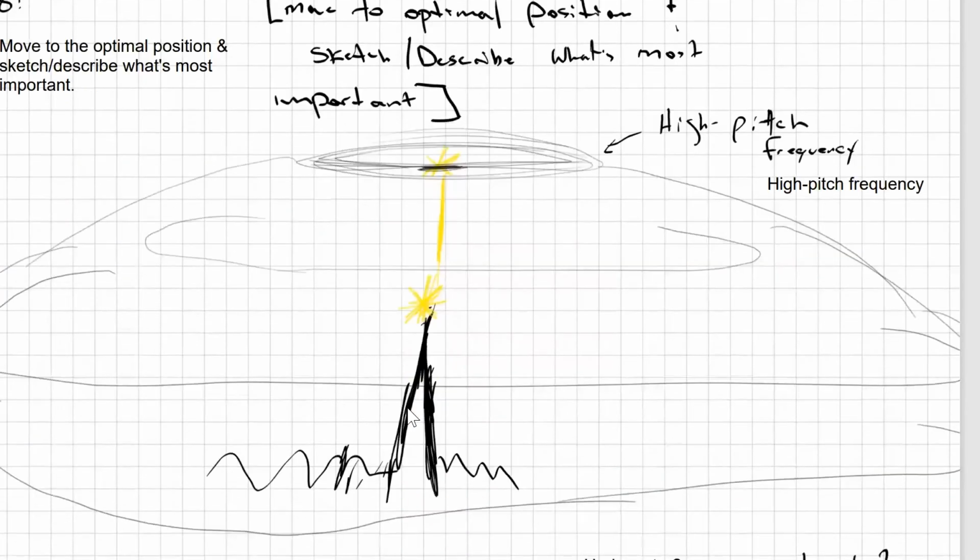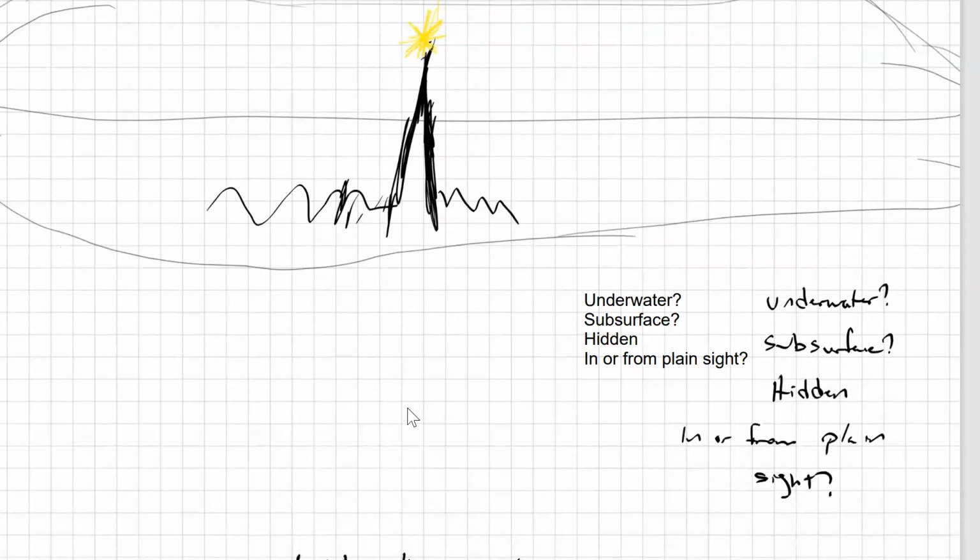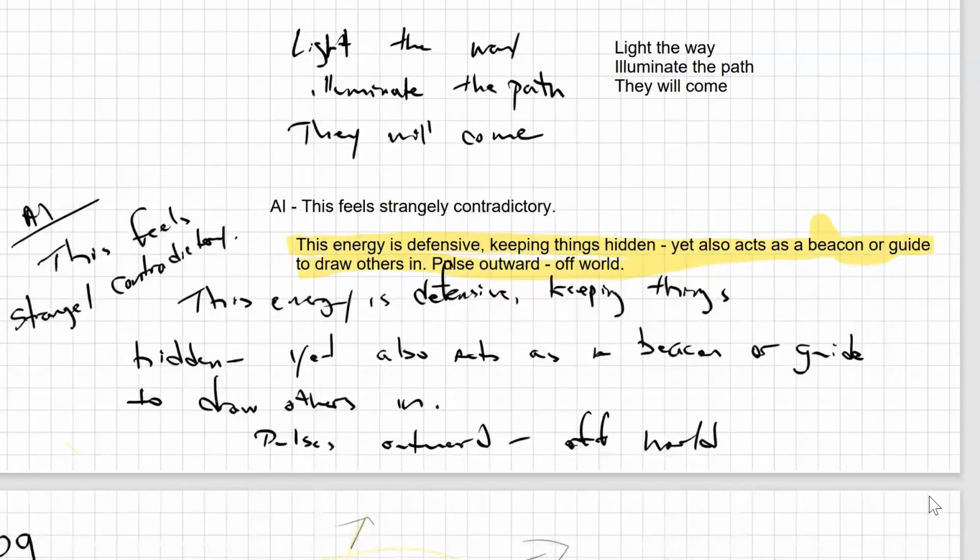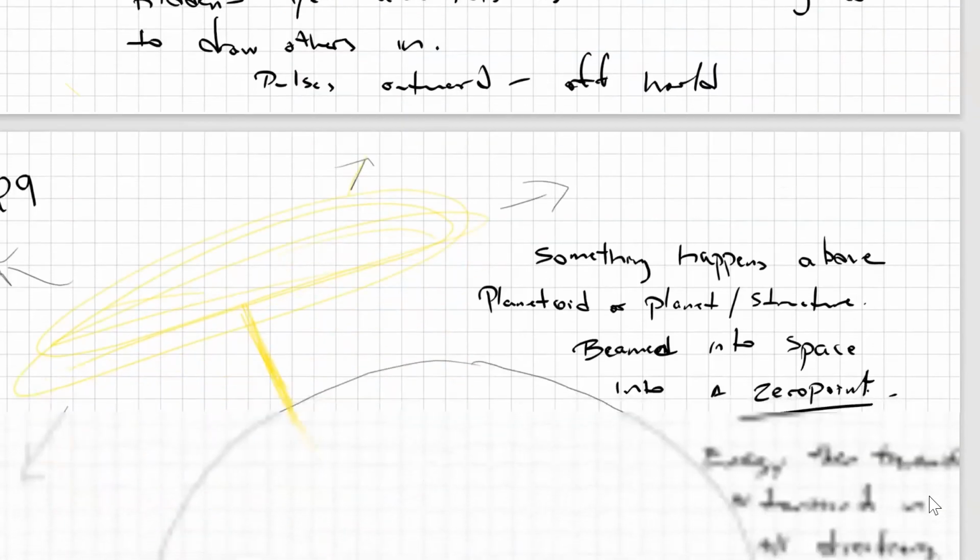Again, just another sketch of the spire and the dome over it. This energy is defensive. It keeps things hidden, yet also acts as a beacon or guide to draw others in. It pulsed outwards and off-world.